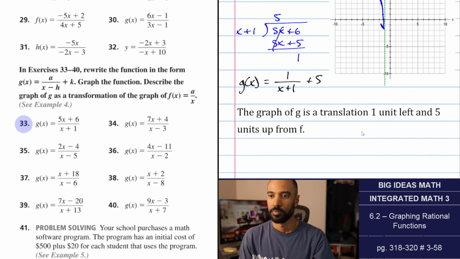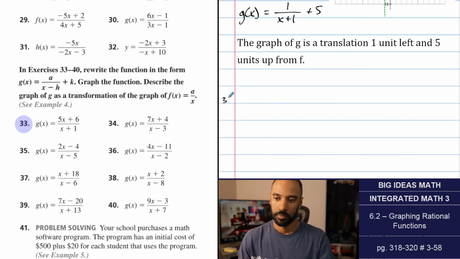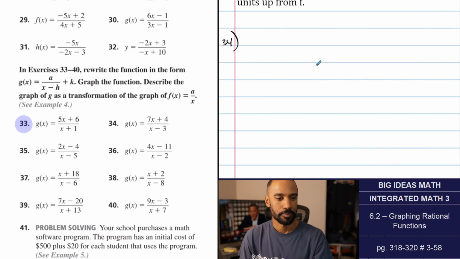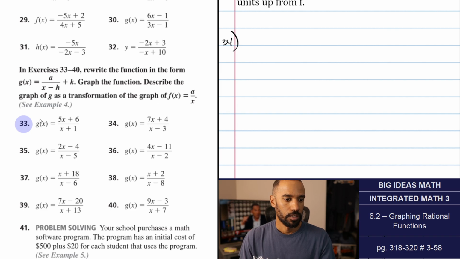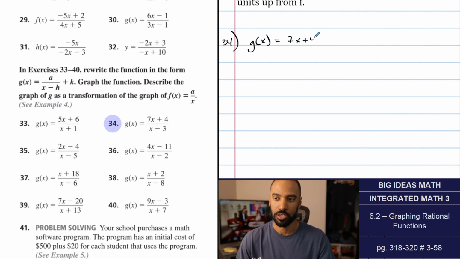Okay. Number 34. They don't actually ask for domain and range, but there it is. Number 34. This time I'll use synthetic division. For the odds, I'll use long. Evens, I'll use synthetic. G of x equals 7x plus 4 over x minus 3.